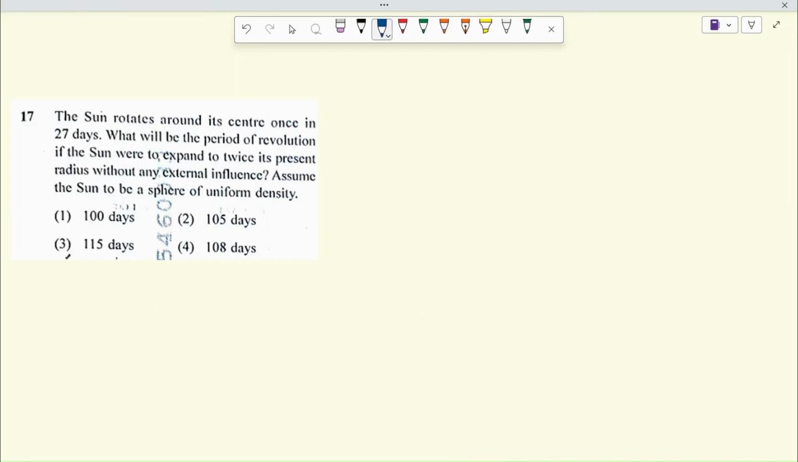Next, 17th one. In this question, sun time period is given as 27 days. This is about rotation about itself. It is not revolution. So keep that in mind carefully. What will be the period of revolution if the sun were to expand to twice its present radius? You know, moment of inertia is proportional to r square. Okay, whatever you take, 2 by 3, 2 by 5 for different shapes, r square is common.